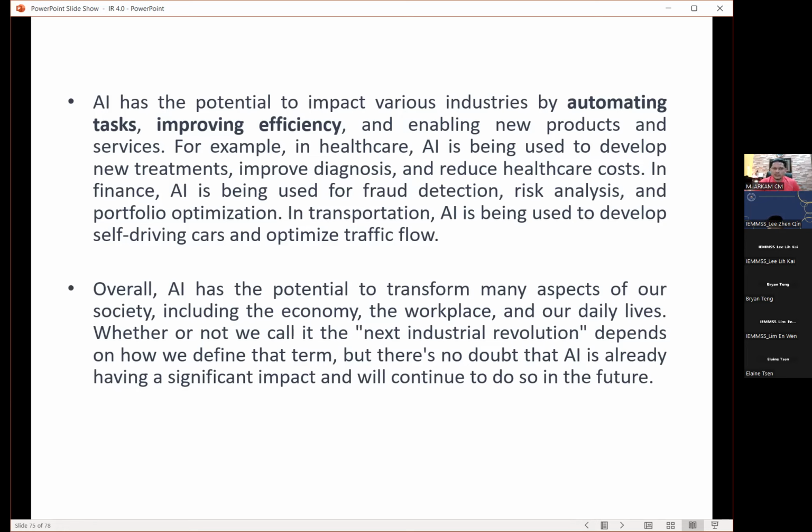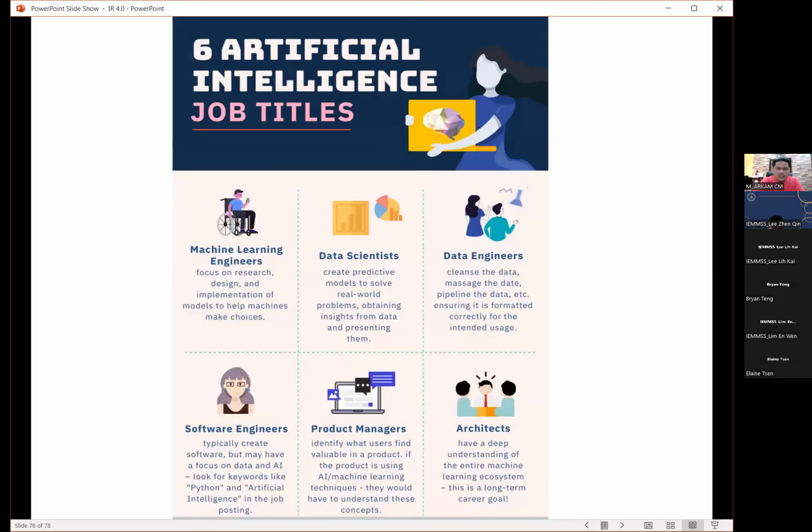Same goes for our phone just now. We can see the evolution from the first phone up to the latest phone, and how it has evolved from time to time. And the artificial intelligence job titles that will be available in the market in the future: machine learning engineers. How do we research, design, and implement a model to help machines make choices?